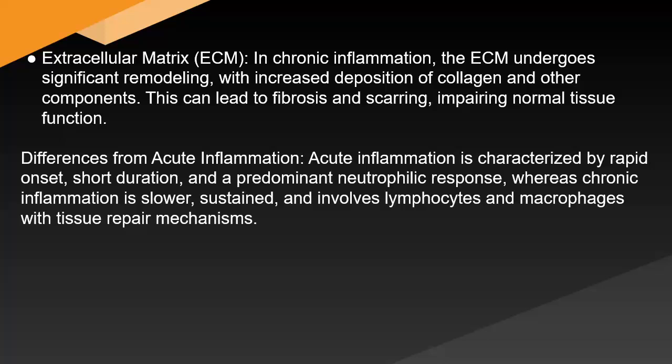Extracellular matrix (ECM). In chronic inflammation, the ECM undergoes significant remodeling with increased deposition of collagen and other components. This can lead to fibrosis and scarring, impairing normal tissue function. Differences from acute inflammation. Acute inflammation is characterized by rapid onset, short duration, and a predominant neutrophilic response, whereas chronic inflammation is slower, sustained, and involves lymphocytes and macrophages with tissue repair mechanisms.